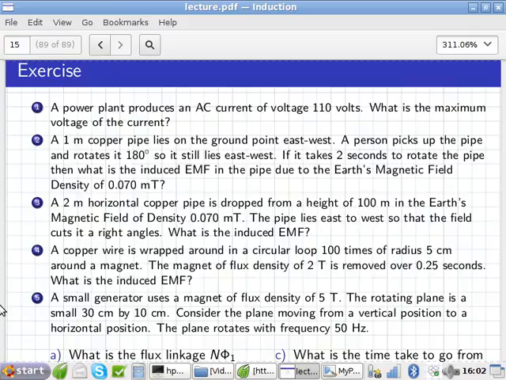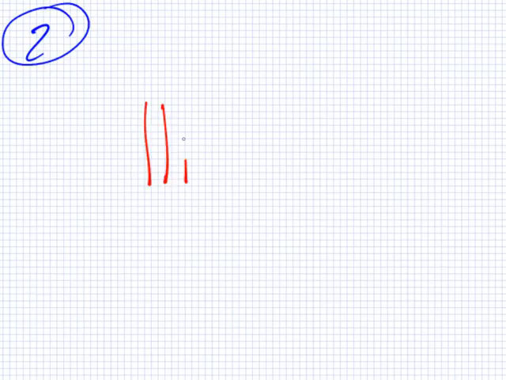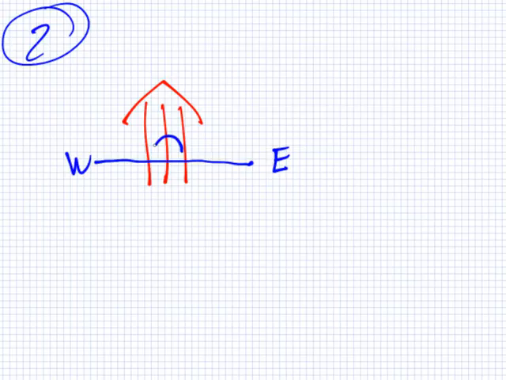So let's see, next. A 1 meter copper pipe is put on the ground east-west. A person picks up the pipe, flips it 180 and puts it back down. It takes 2 seconds to do this. What is the current? So what's happening here, if you were to look from the top, there's a magnetic field from the earth going north, and the pipe lies perpendicular to it, which is good. There's the east and there's the west. And then someone picks up the pipe and flips it around.